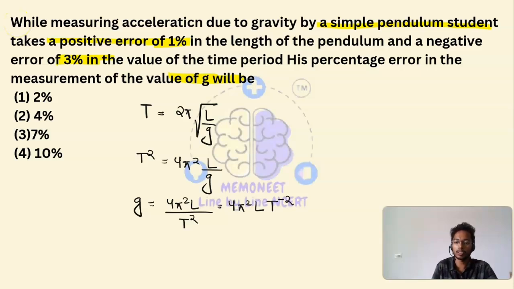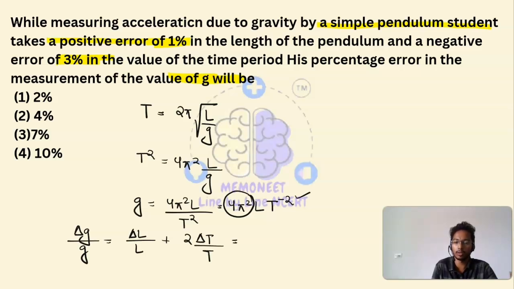To find out the percentage error, that is Δg/g, here 4π² is the constant, so this will have no error. That is, we have ΔL/L plus here the T². Okay, it is in square, that is 2ΔT/T.